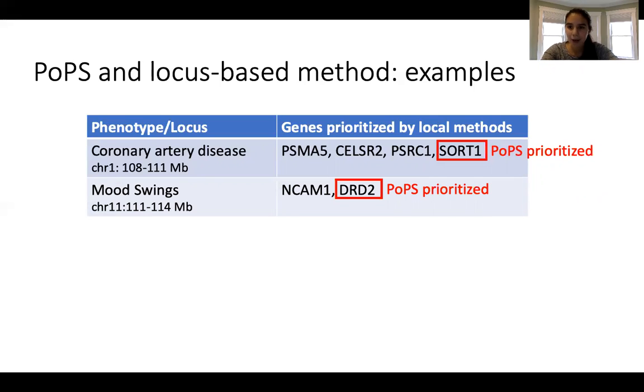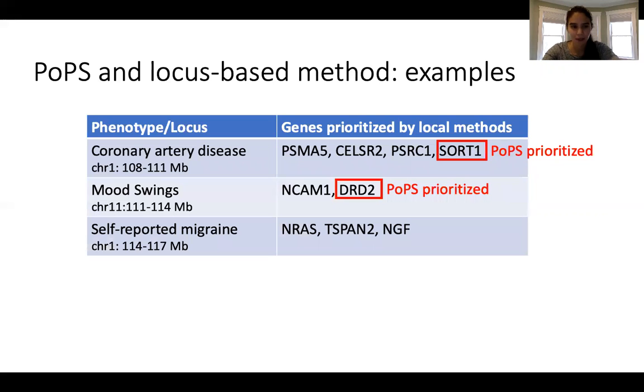And then we asked, why did POPS prioritize DRD2? And the answer was because of some mouse phenotypes involving cortisol production and ion transport and anxiety. And so that I thought was an interesting example. We were able to kind of open the black box and ask, why is it that POPS is prioritizing this particular gene in this case?